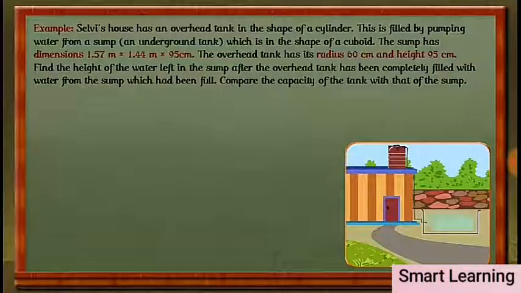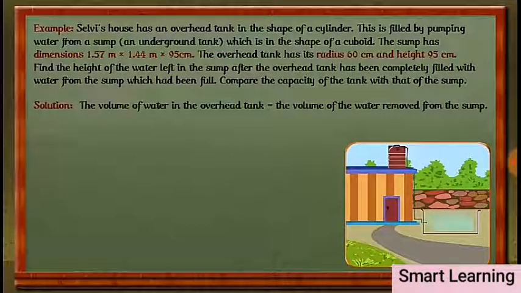Find the height of the water left in the sump after the overhead tank has been completely filled with water from the sump which had been full. Compare the capacity of the tank with that of the sump. Solution: the volume of water in the overhead tank equals the volume of the water removed from the sump.